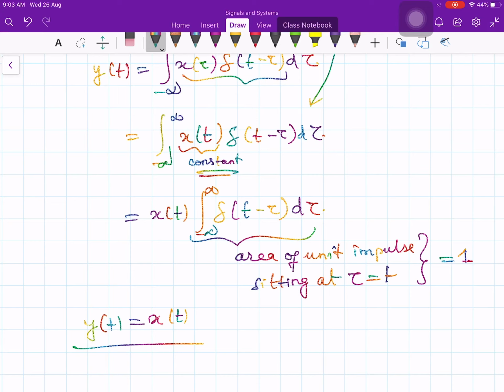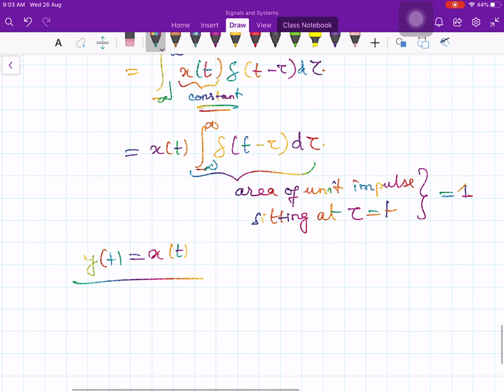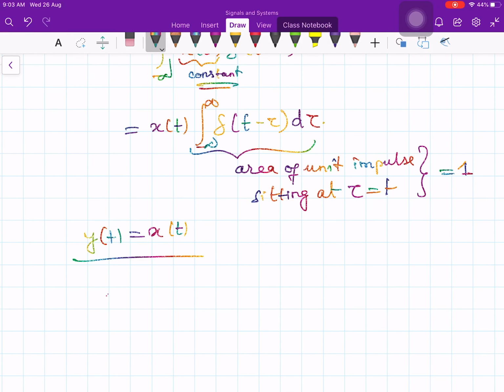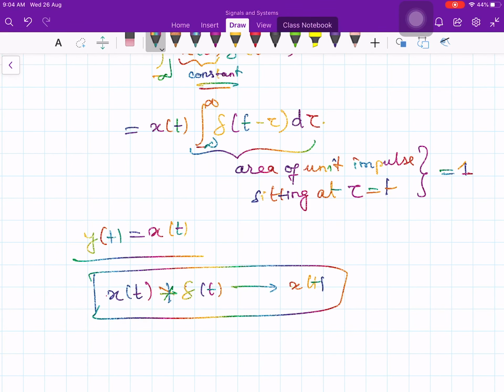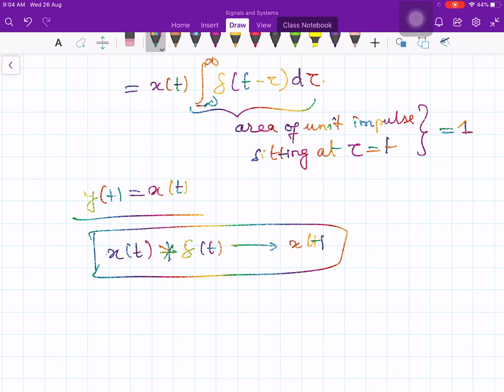So the result is that x of t convolved with del of t is x of t itself. You take x of t convolved with the del of t, and the result is again x of t. This is a very, very important result, I should remember. It is very interesting that the delta function, when it convolves with any time function x of t, yields the same function identically without any change.